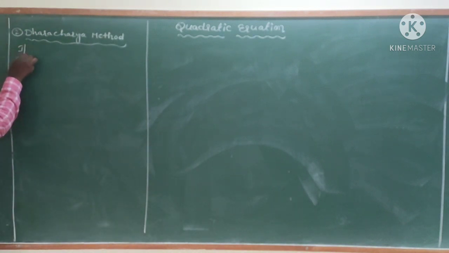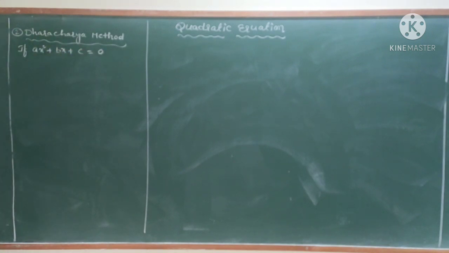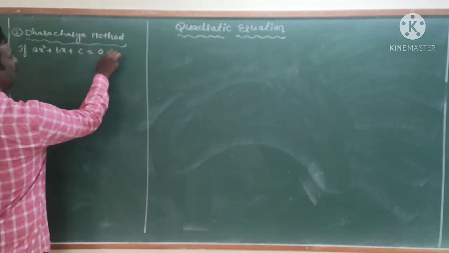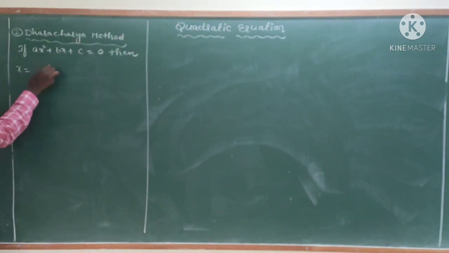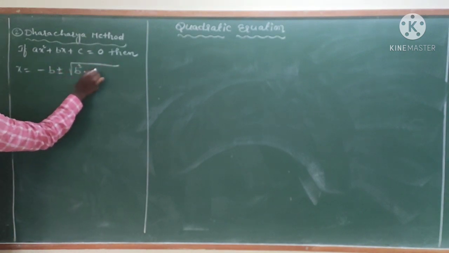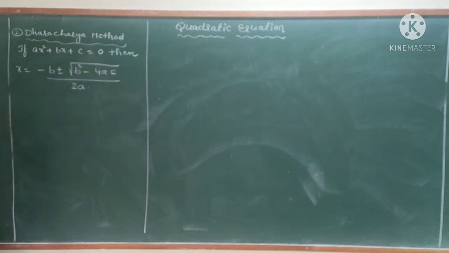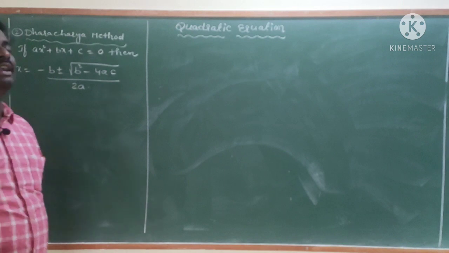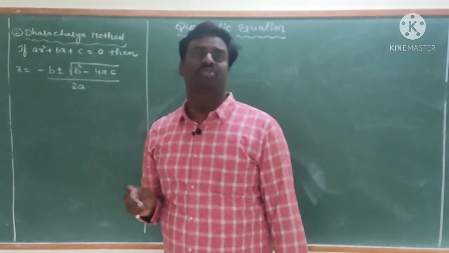If ax square plus bx plus c equals to 0, it is a quadratic equation, then x is equal to, we know the formula, minus b plus or minus under root of b square minus 4ac by 2a. If you take plus, we will get one root. If you take minus, we will get one more root. Totally how many roots? Two roots.